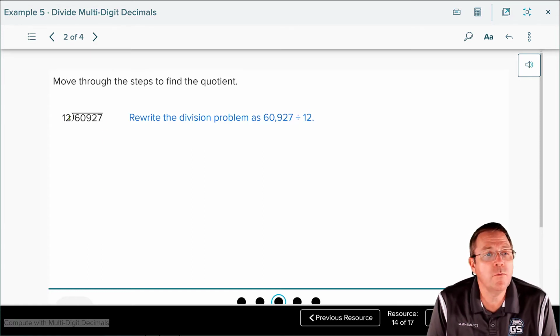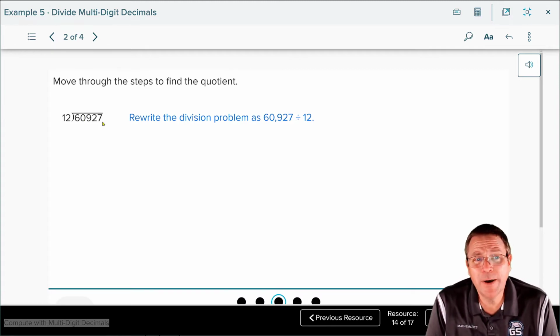So now you've got 12 divided into 60,927. The decimal went away, but it didn't really. It's right there after the 7. That's where it ended up. And you know that when the decimal's on the end of a whole number, you can just make it go away. It doesn't have to be there anymore.